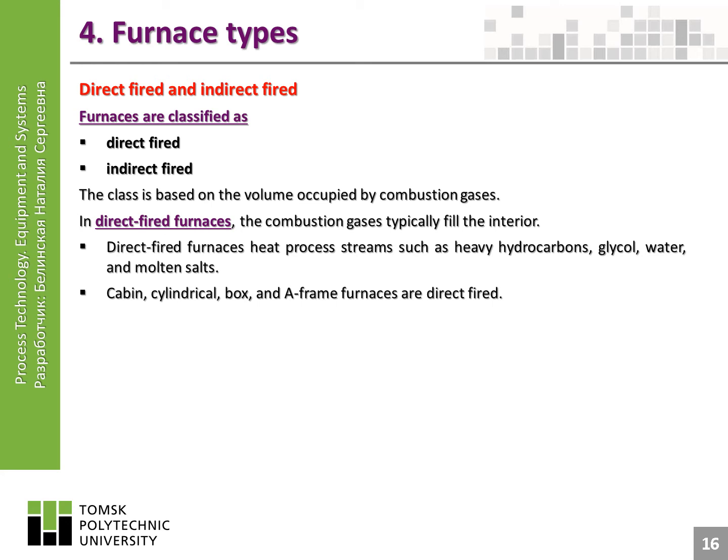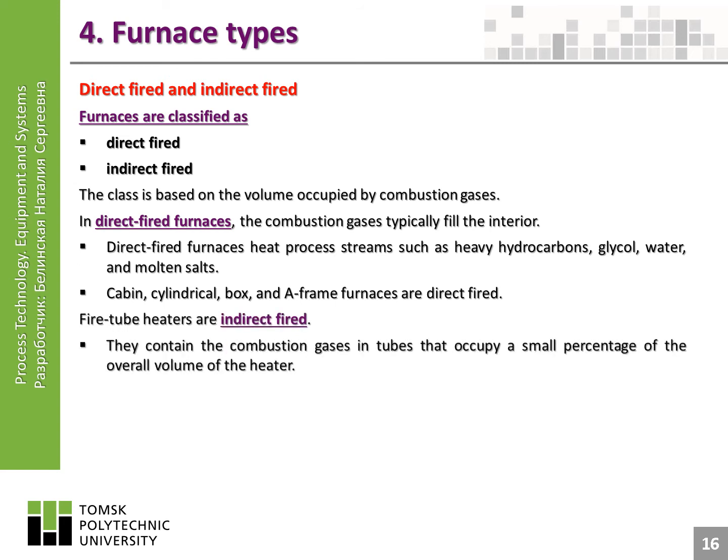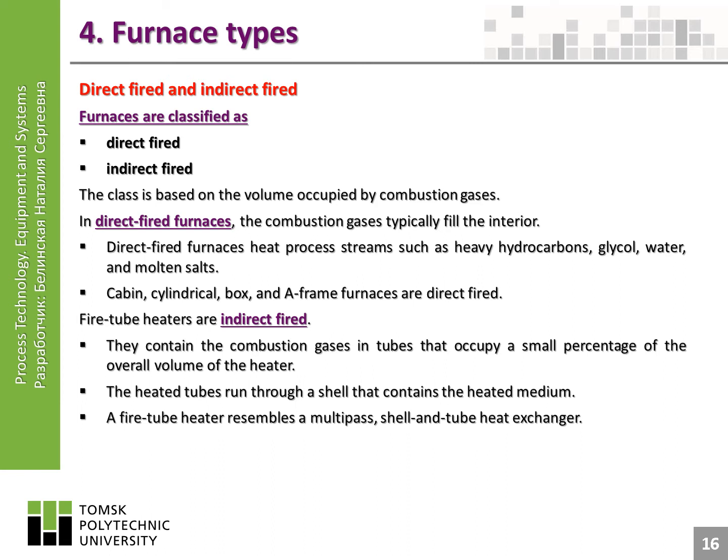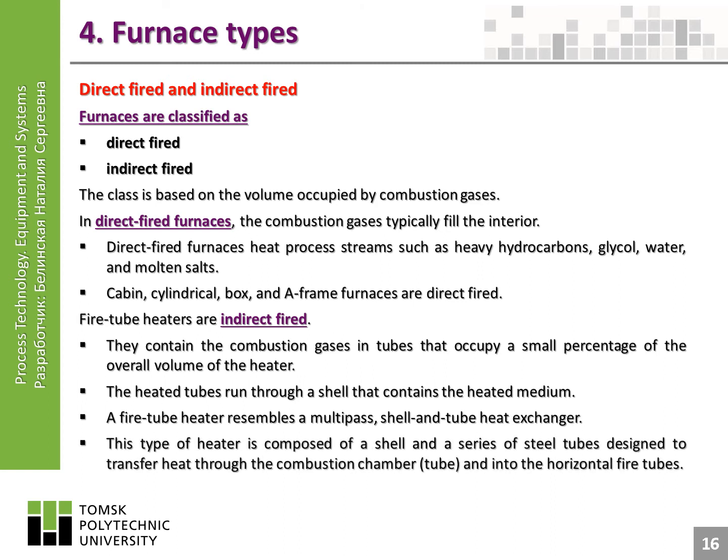Fire tube heaters are indirect fired. They contain the combustion gases in tubes that occupy a small percentage of the overall volume of the heater. The heated tubes run through a shell that contains the heated medium. A fire tube heater resembles a multi-pass, shell and tube heat exchanger. This type of heater is composed of a shell and a series of steel tubes designed to transfer heat through the combustion chamber tube, and into the horizontal fire tubes.